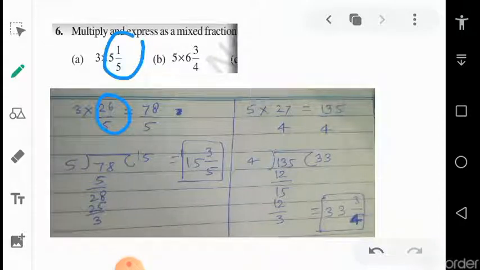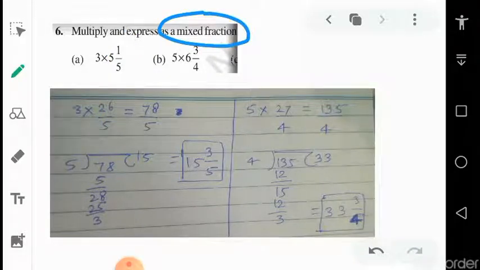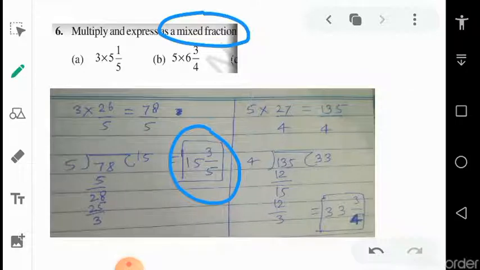Maybe it is a combination of a whole number and an improper fraction, but it is given in the question to multiply and express as a mixed fraction. So you have to see the question carefully. We have to write the answer in the form of a mixed fraction. So you should end up here, as it is asked in the question. Every time you must read the question very carefully, then give your answer.